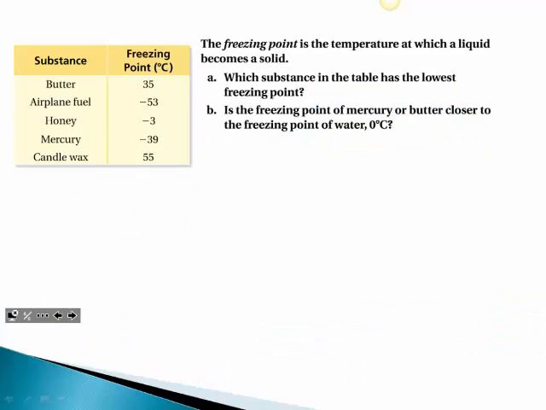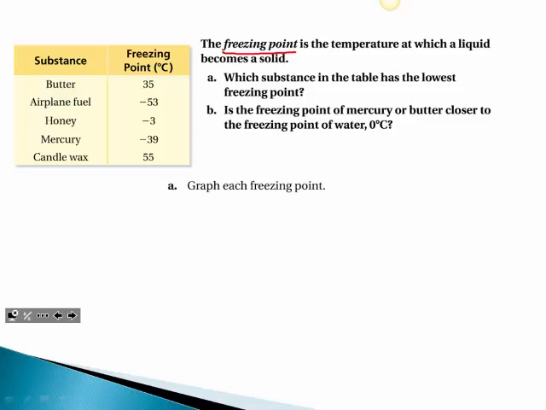Now let's do a word problem. The freezing point is the temperature at which a liquid becomes a solid. So that's what freezing point means. Which substance in the table has the lowest freezing point? So which one has the lowest temperature before it becomes a solid?